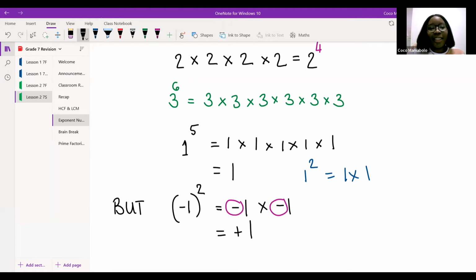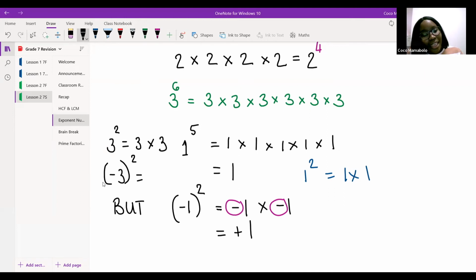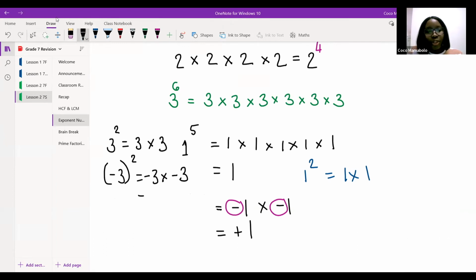Okay. Mutebang, think about it. If I said to you 3 to the power of 2, that's the same thing as 3 times 3. But now if I said to you -3 to the power of 2, that's the same as -3 times -3, because that whole -3 is being multiplied by itself 2 times. Remember, when we were doing integers, we know that a negative and a negative gives us a positive. And then we just multiply the numbers. 3 times 3 will give me 9.